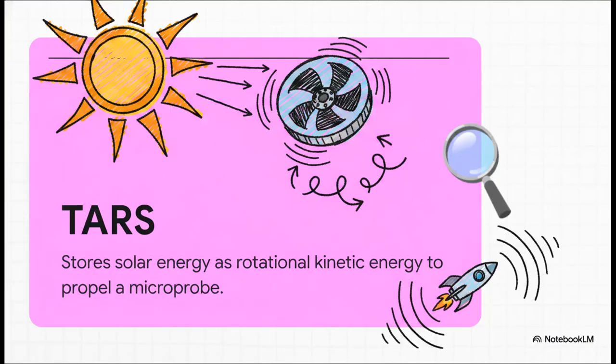Enter TARS, or the Torqued Accelerator using radiation from the sun. It's a super elegant, low-cost solution that entirely skips the need for gigawatt lasers. Instead of trying to get a straight radial push from a laser or the sun, which drops off incredibly fast as you move away, TARS acts like a massive flywheel in space. It just gradually stores incoming natural solar energy as rotational kinetic energy.